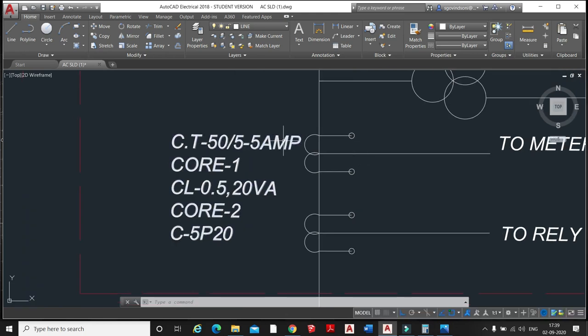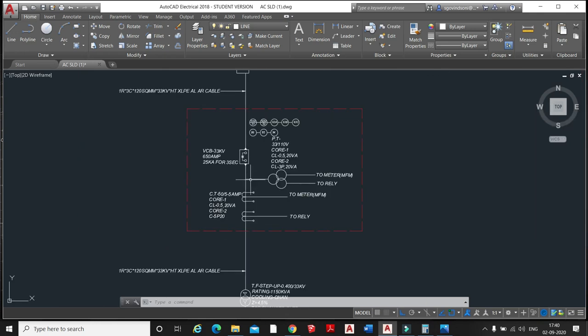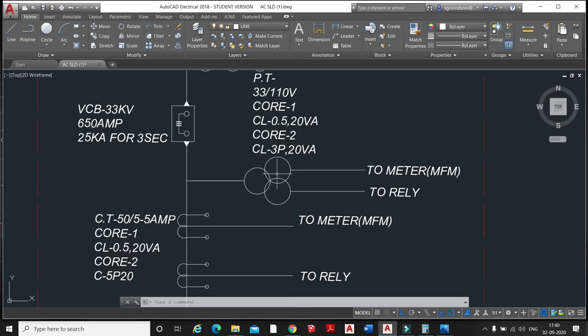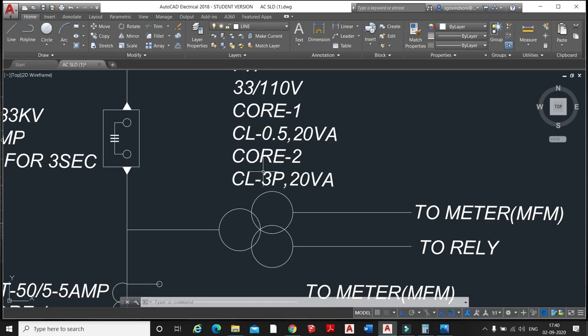Let's suppose this CT is used for energy measurement or for billing purpose, then we use class 0.2s, which is more accurate than 0.5. Okay, and this is your protection class. Same, we use 2 PT, which convert 33 kV into 110 volt, and one core is for metering purpose, the second core is for protection purpose.